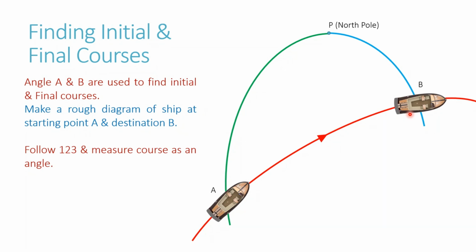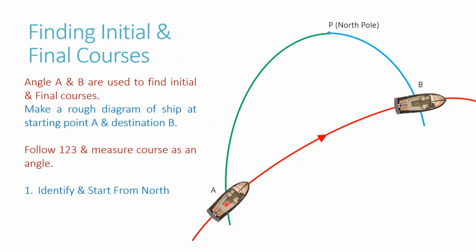Now, for finding the initial and final courses, follow a simple 1, 2, 3 stepwise procedure. Follow this 1, 2, 3 method and measure the course as an angle. What is this 1, 2, 3 method? Number 1, identify and start from north.